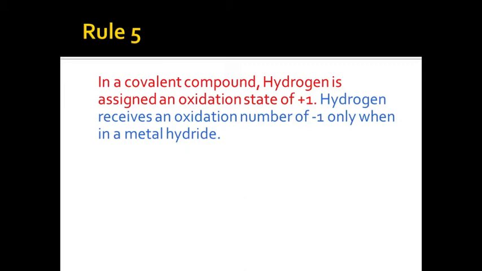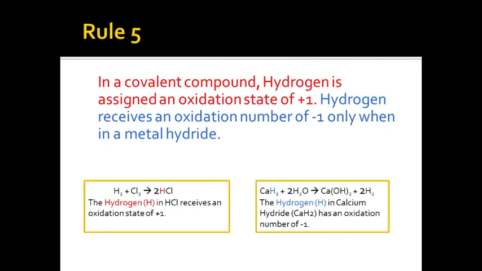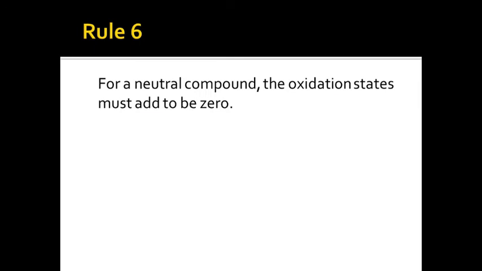Rule 5. In a covalent compound, hydrogen is assigned an oxidation state of +1. Hydrogen receives an oxidation number of -1 only when in a metal hydride. In this reaction, the hydrogen in hydrochloric acid receives an oxidation state of +1 because HCl is a covalent compound. In the second reaction, the hydrogen in calcium hydride has an oxidation number of -1 because CaH2 is a metal hydride. Rule 6. For a neutral compound, the oxidation states must add to be 0.